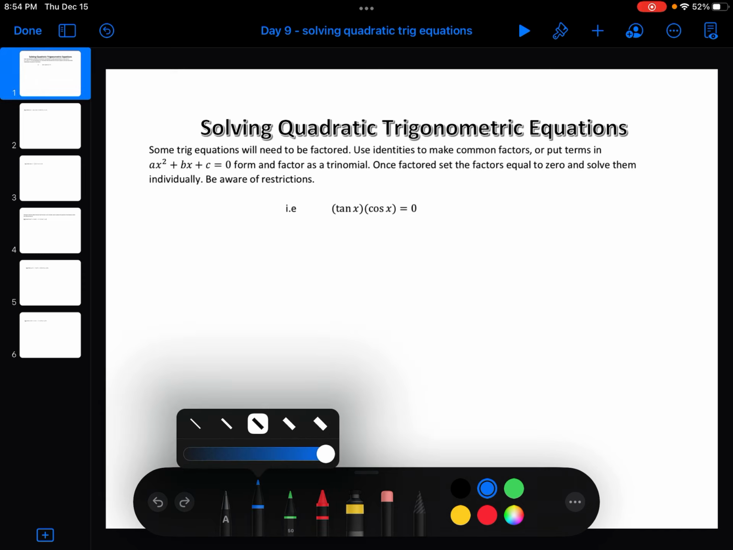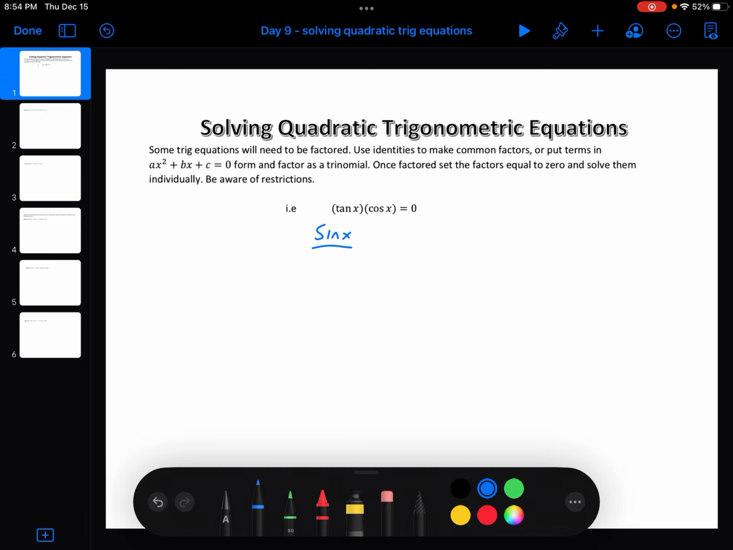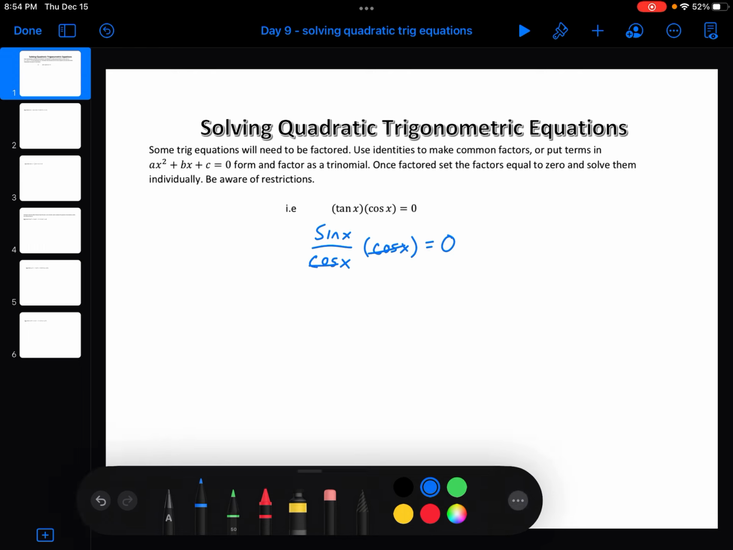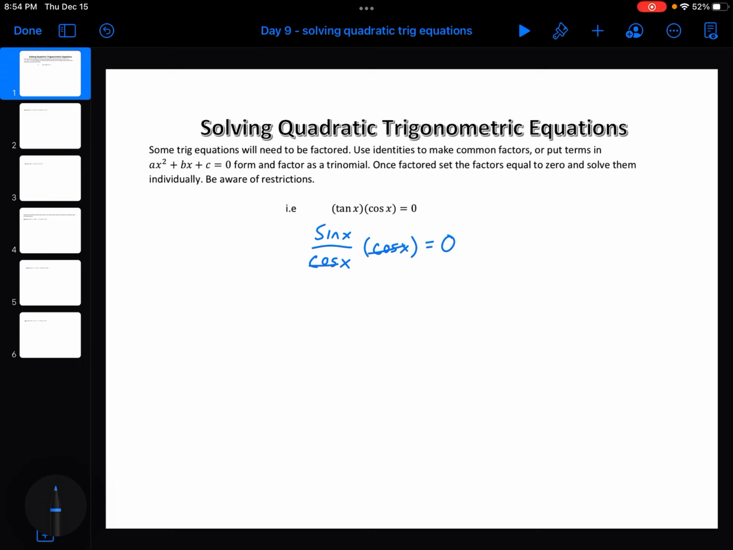There we go. So tan is going to be equal to sine x over cos x, and then we're times cos x equals 0. So we're going to cross out both of those. But what we have to recognize here, when we're crossing things out off of the bottom, is that cos x can't equal 0. Even though we've gotten rid of it, this is like a discontinuity in a graph. We can't have cos x equals 0, and so that's going to mean that x cannot equal pi by 2 or 3 pi by 2.